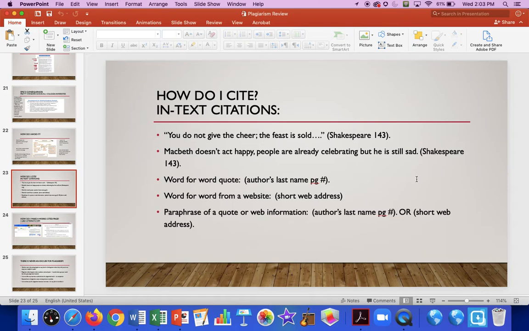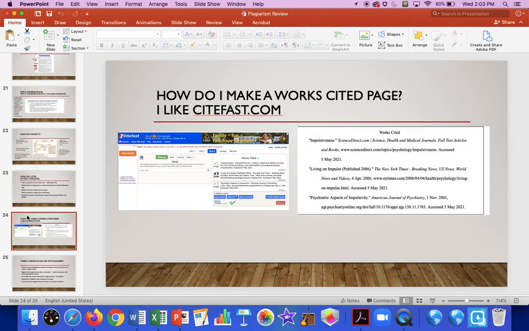A word-for-word quote means the author's last name and page number. A word-for-word from a website means a short web address. Paraphrase of a quote or web information, same deal, either the author's last name and page number or the short web address. Now, how do you make a works cited page?